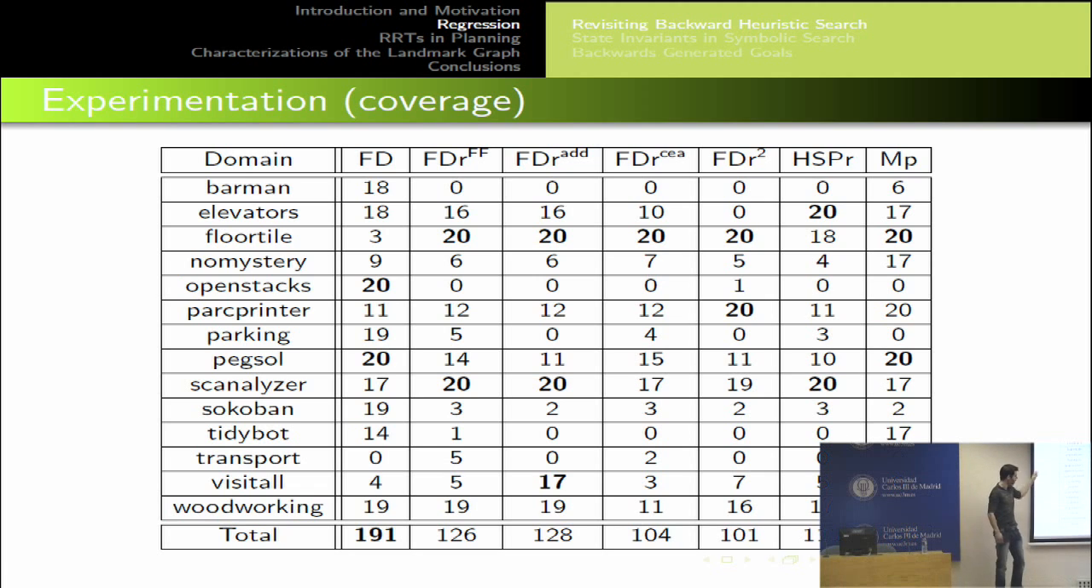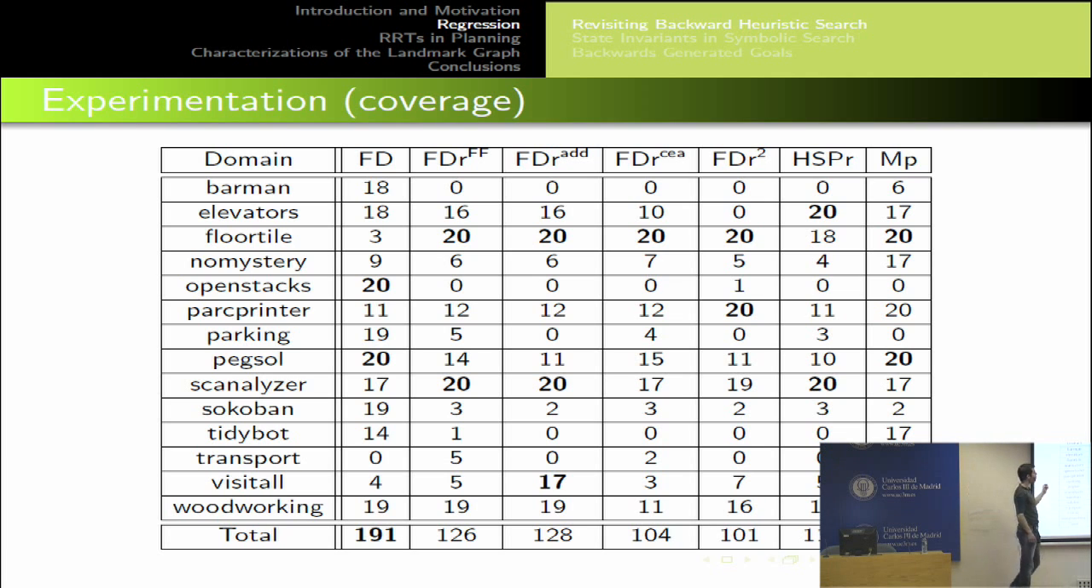So in this case, we can see that progression is still better. However, if we do a per-domain analysis, we see that, for example, there are some domains like floortile in which regression works much better. And yet, HSPR is not able to solve the whole set of problems because some techniques, in this case disambiguation, are the ones that make the difference, right?